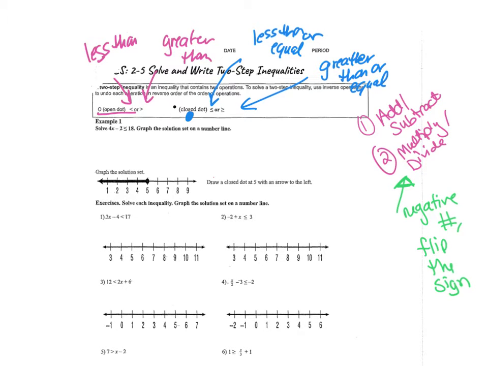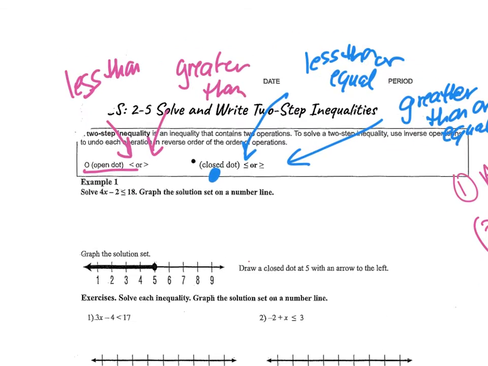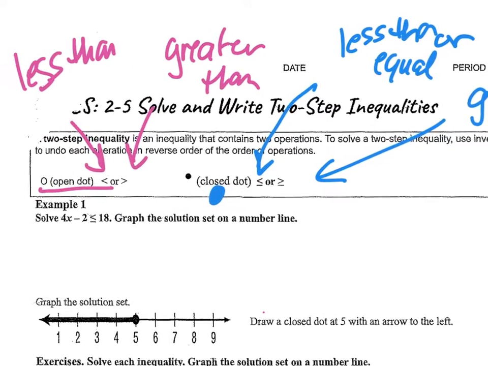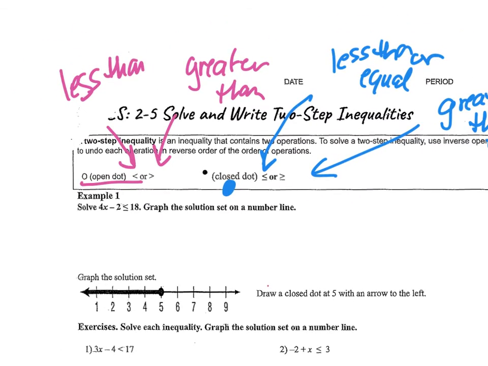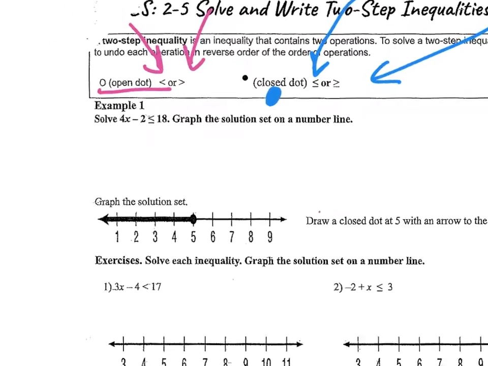Closed dot. Because if it could possibly be equal to, that would mean that whatever your solution is, that number could be an answer. So that's why we would close the dot. Think of closed dot, think about a closed door. You've got that line underneath, you've closed the door. If it's open, no line underneath. Okay, so let's look at the first example.